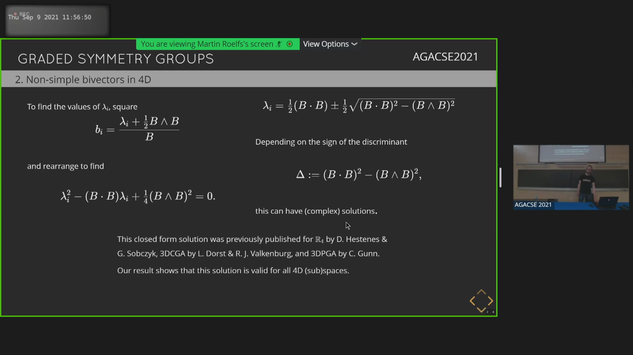will discuss later. Now, I should remark that this closed form solution that I just showed you here for B I was previously published. First in R4, it can be found in Hestenes, Clifford Algebra to Geometric Calculus. For 3D CGA, it was previously published by Leo Dorst as well, and in 3D PGA by Charles Gunn. But they were arrived at with various different methods for each of these papers. And this approach shows that actually the solution in all of them is indeed the same, and this method finds it.